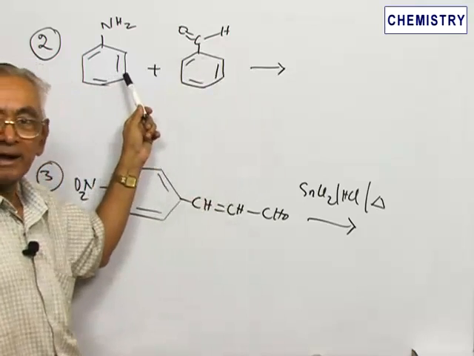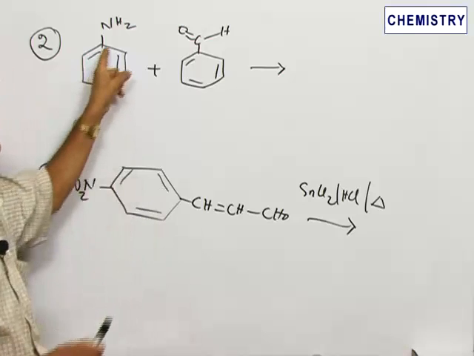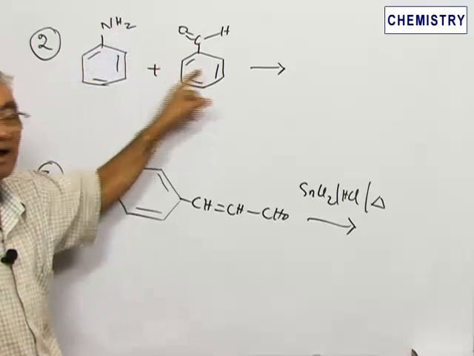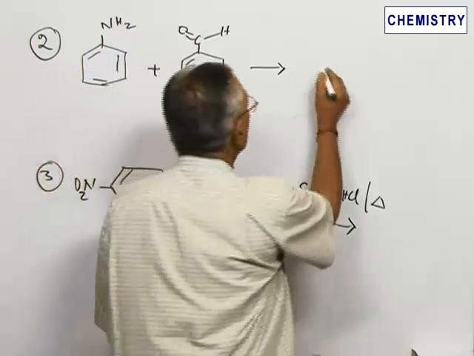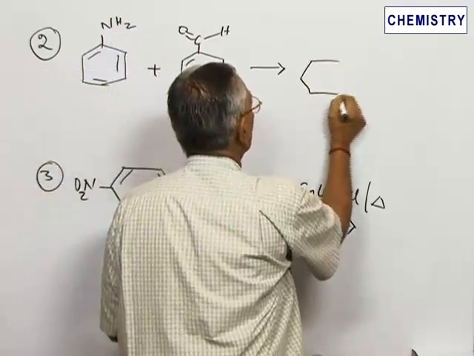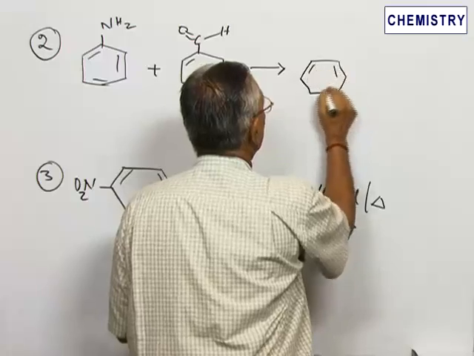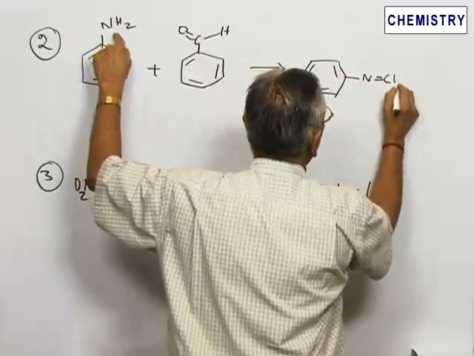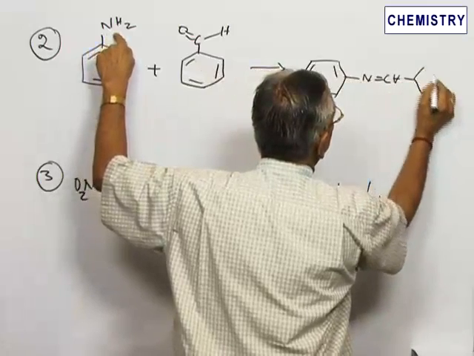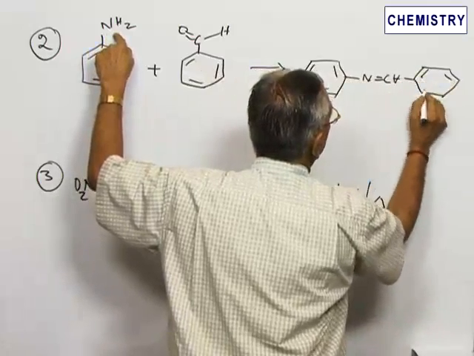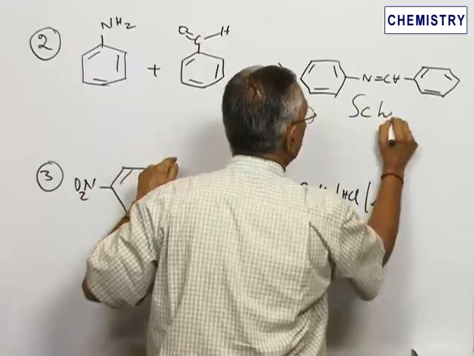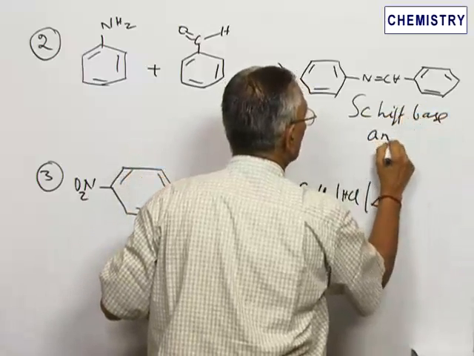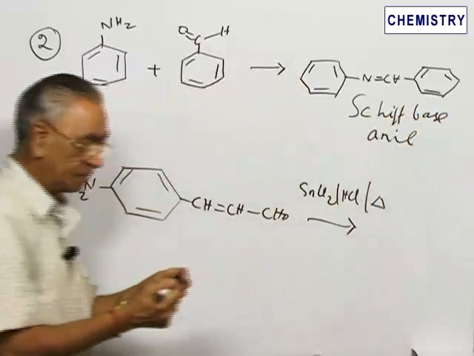So an aromatic primary amine reacts with an aldehyde like benzaldehyde to give rise to a compound like this, with N double bond CH. This is known as a Schiff's base, or sometimes also called an anil.